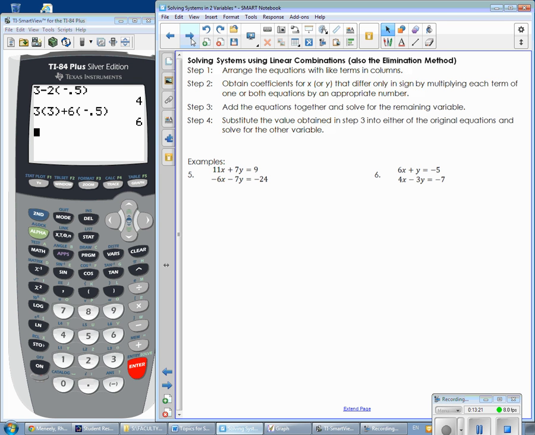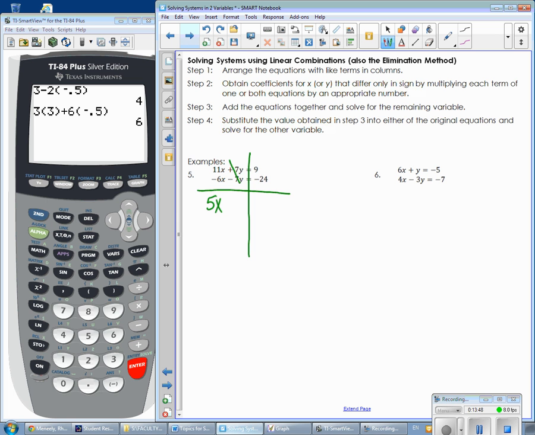And so if I take a look at number 5, if you look at this system right off the bat, everything's lined up. My x's are lined up, my y's are lined up, my equal sign is lined up, everything's lined up. If I were to add these two equations together, then I'm going to find 11x plus a negative 6x is going to leave me with 5x. Notice that my y's cancel. I have a positive 7y and a negative 7y, so they cancel.